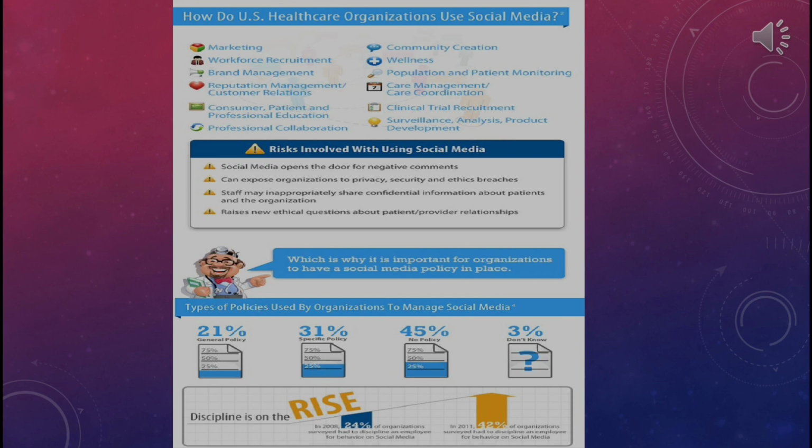However, the risk that's involved with using social media is that it could open the door for negative comments. It can expose organizations to privacy, security, and ethics breaches. Staff may inappropriately share confidential information about patients and the organization, and it could raise new ethical questions about patient and provider relationships.